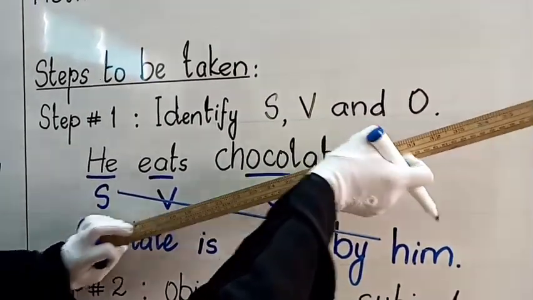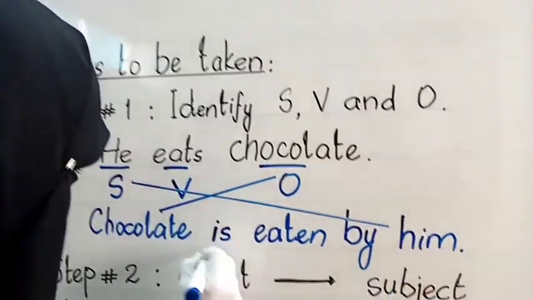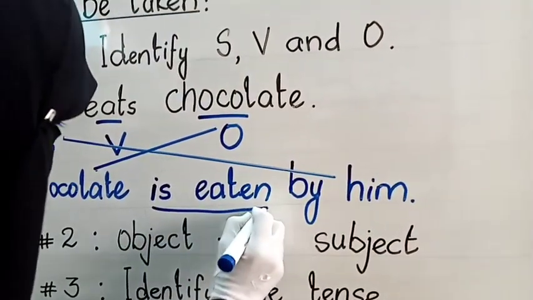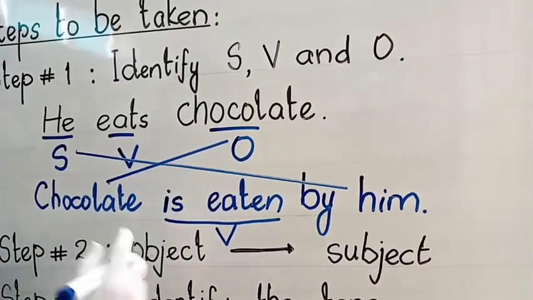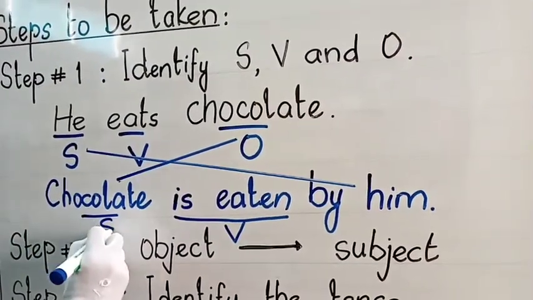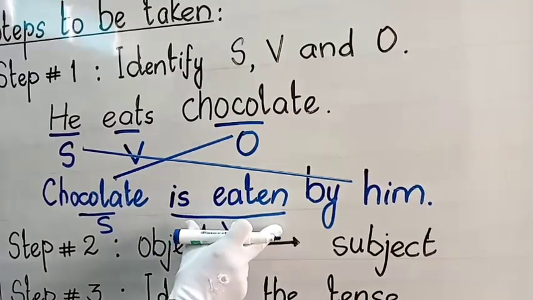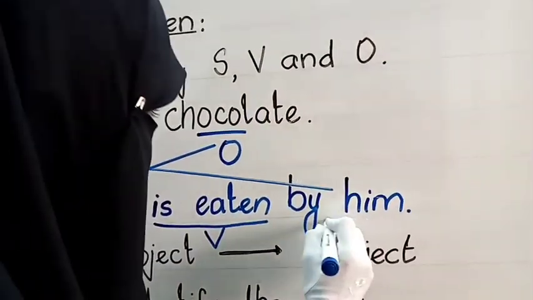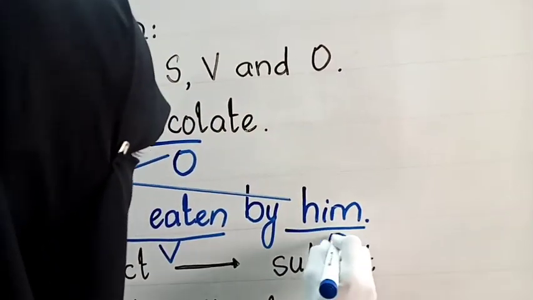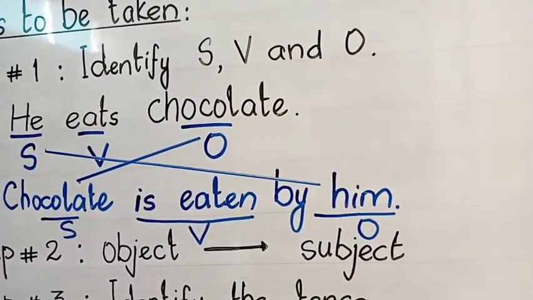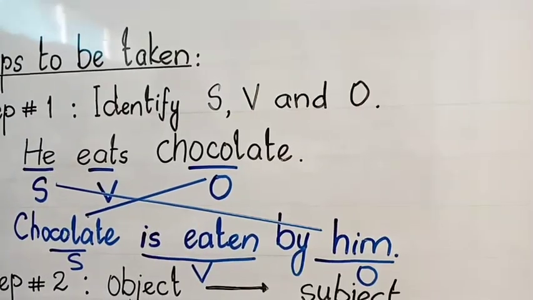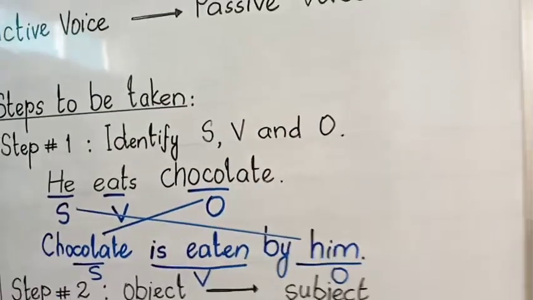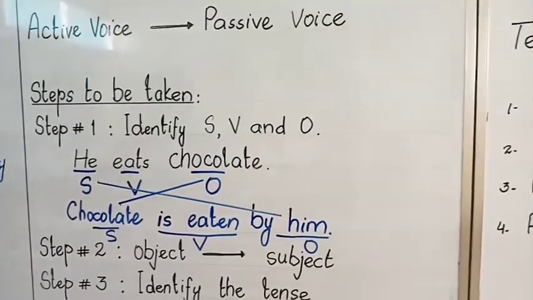And this is the verb, V3 and be verb. So this is a new subject, this is verb, and this is object now. So getting it? So you have to take care of all these steps while you are making passive voice. So go ahead.